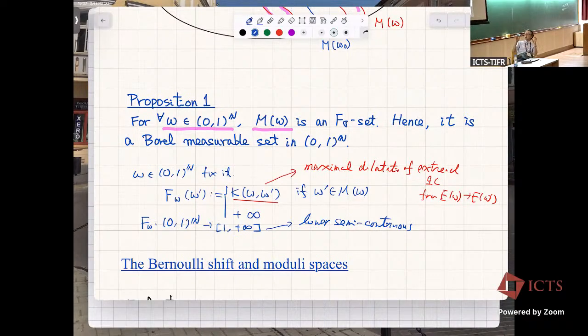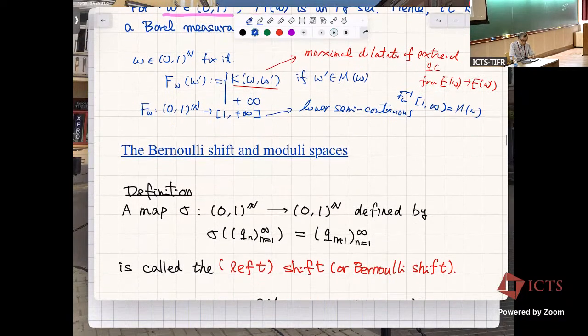It is shown by using some normal family argument of the quasiconformal mappings and Cantor's theorem. But anyway, you can show that this is lower semi-continuous. And so this is, of course, a measurable function. And our moduli space is the inverse image of the interval from 1 to infinity under f omega, by definition. So it must be a measurable set. Okay, so we can use ergodic theory on the moduli space.